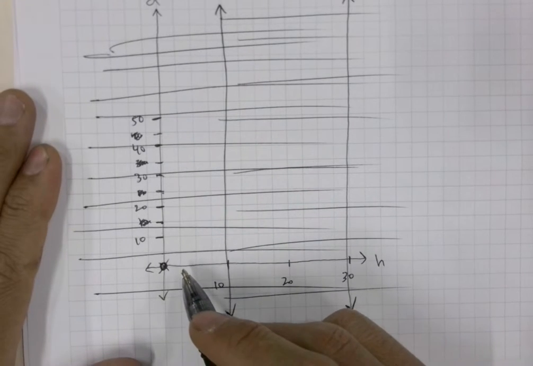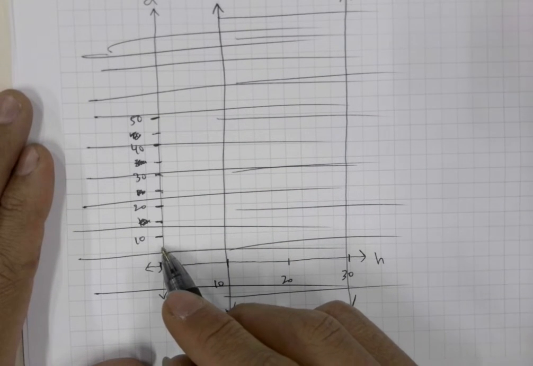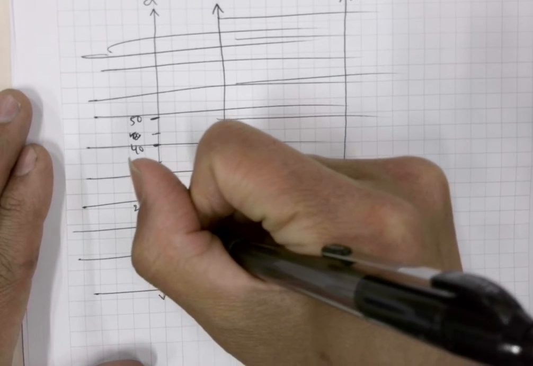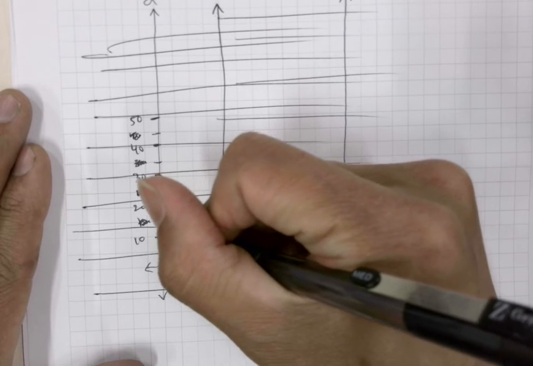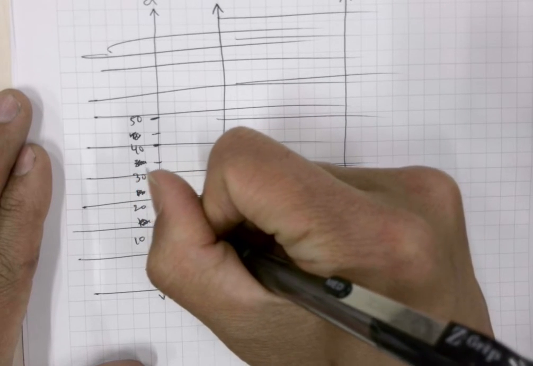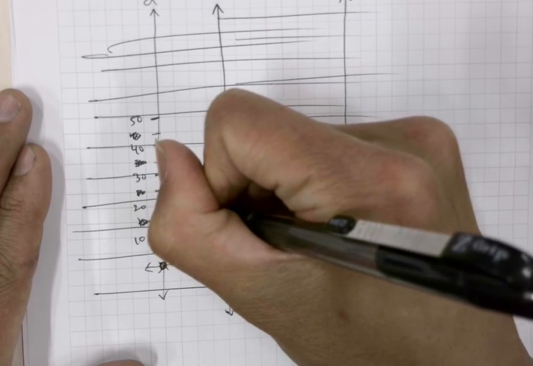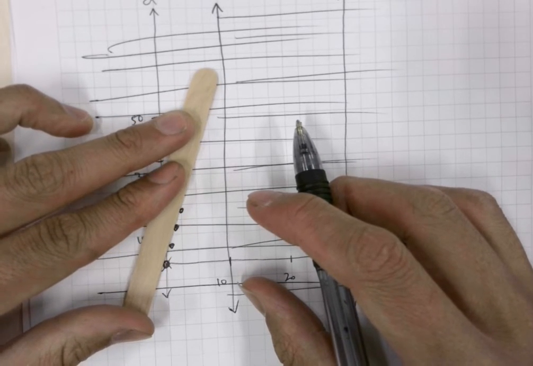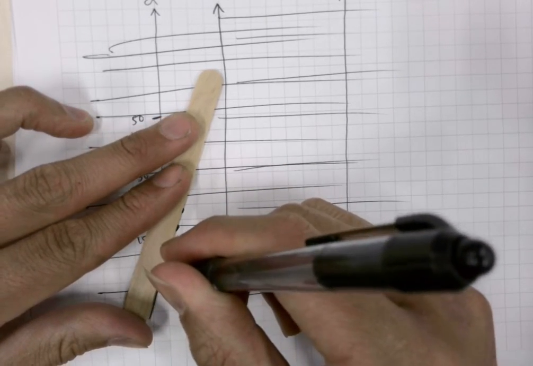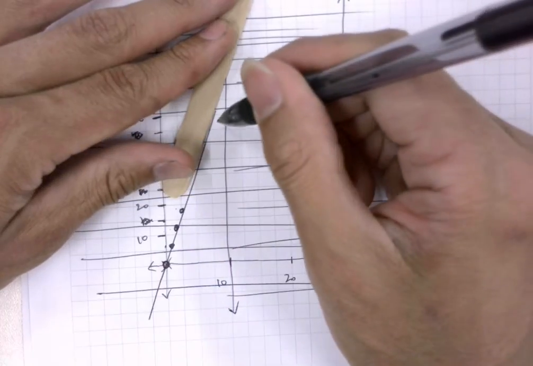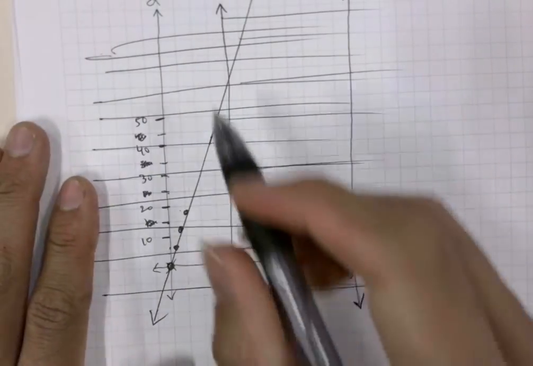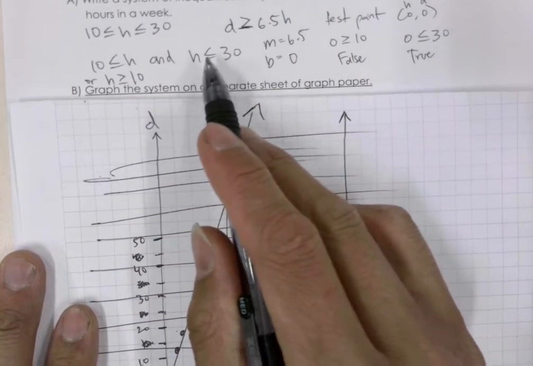Okay, so 6.5 would be right about here, and we're going over 1 would put us right about here. Plus 6.5 would take us to 13, right about here, and we move over 1. That would put us here. Up 6.5 and over 1 would put us here, and then we have our line. Let's get our straight edge and draw our line. This here is not exactly accurate, so bear with me. Okay, and we are drawing a solid line because it is less than or equal to.